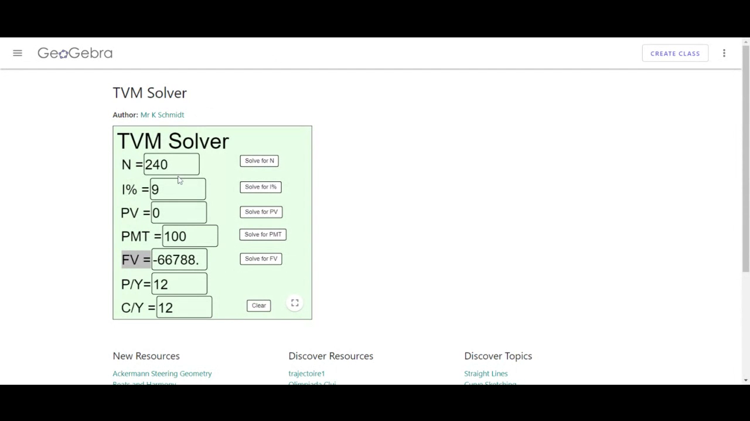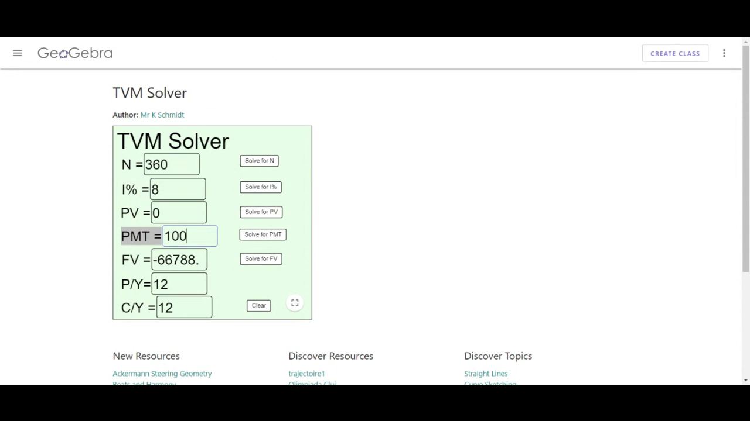Okay, so let's put all the entries in there. So 30 times 12, what is that? That's 360. I don't know if it does it all, but if you type 30 times 12, I think it does it for you. We have I, which we saw was 8. PV is 0. Again, there's nothing in there initially.